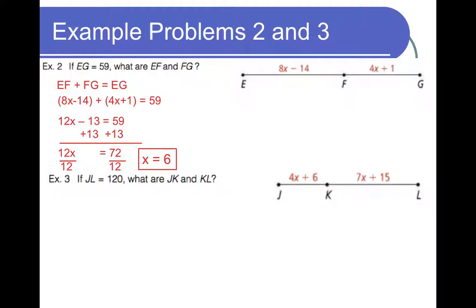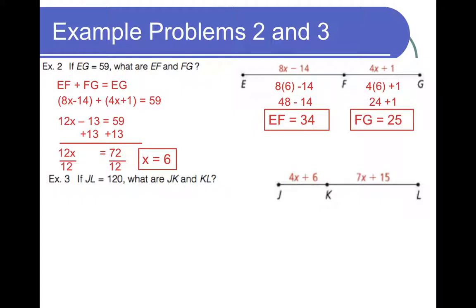Okay, but again, the problem isn't asking me how big x is. The problem is asking me how big these two segments, EF and FG, are. So again, I need to substitute in. In this case, EF is 8x minus 14, so I'm going to substitute in 6 and say it's 8 sixes minus 14. Multiply that out, and I get that EF is 34. And then I do the exact same thing for FG. Instead of 4 x's plus 1, it's 4 sixes plus 1. Multiply it out, add them up, and I get FG equals 25. And then finally, as a check, I know that together, EG is supposed to be 59. So if I add up 34 and 25, indeed that is 59. So I know I got it correct.